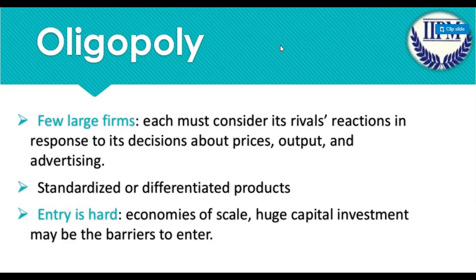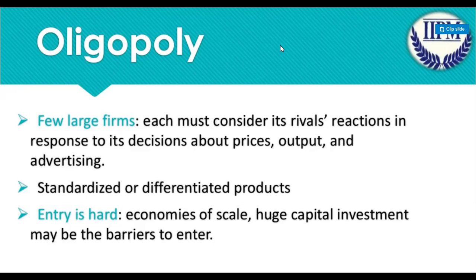There are a few sellers in the market. Every seller influences and is influenced by the behavior of the other firms. So here we can say in India, the markets of automobile, cement, steel, aluminium, etc. are examples of oligopolistic markets. In all these markets, there are few firms for each particular product.